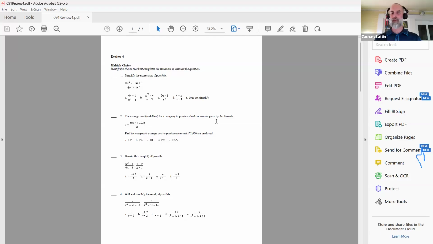2. The average cost, in dollars, for a company to produce child car seats is given by the formula. Blank, blank, blank. Find the company's average cost to produce a car seat if 2,000 are produced. Blank. A, B, C, D, E. Blank. Okay, I hope you got the answer to number 2 too, if you're just listening. And not to be flippant, but this is pretty standard fare for PDFs with math in them. They'll skip the equations and they'll skip all of the expressions. And if there's a big fraction, it just won't read it.